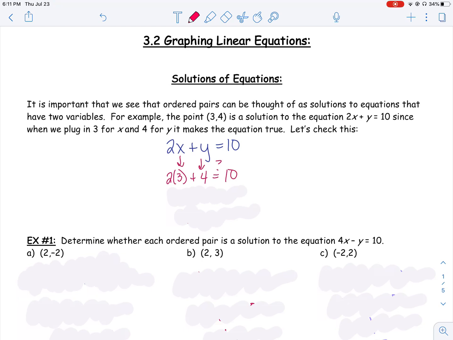For example, the point (3, 4) is a solution to the equation 2x + y = 10. If we plug in a 3 for x and a 4 for y, it should make that equation true. Let's check this out. If I take the equation and substitute in a 3 for x, my x-coordinate, and a 4 for y, my y-coordinate, the left side should equal the right side. Let's see. 3 times 2 is 6. 6 plus 4 is 10. I know that 10 equals 10. So that means (3, 4) is a solution to that equation 2x + y = 10.